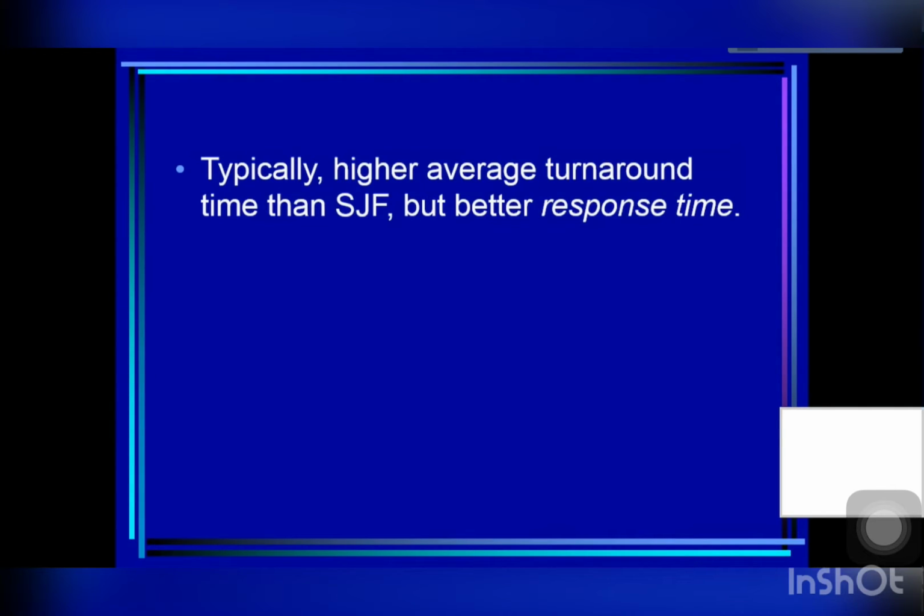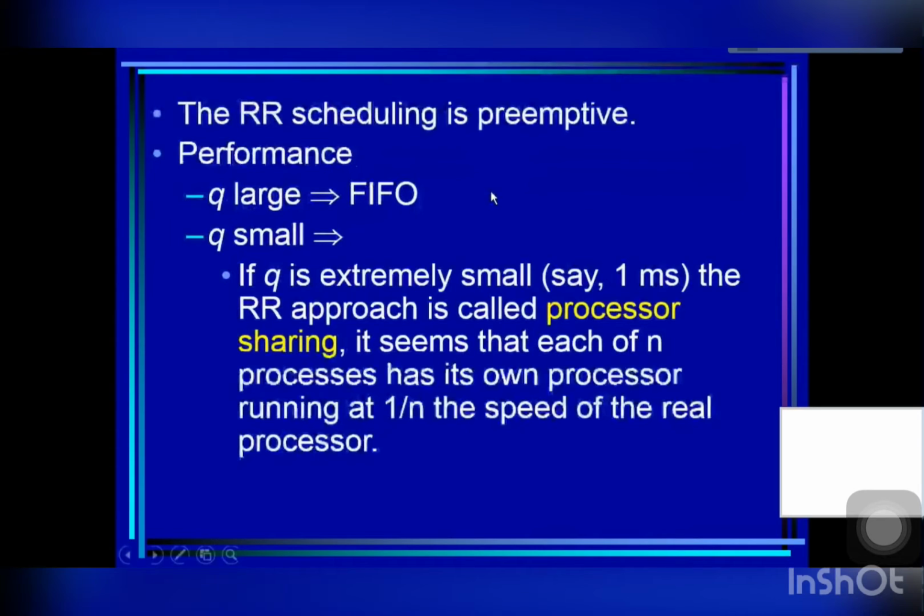The performance of the RR algorithm depends heavily on the size of the time quantum. At one extreme, if the quantum is extremely large, the RR policy is the same as the first-come, first-served policy. In contrast, if the time quantum is extremely small, say 1 millisecond, the RR approach can result in a large number of context switches.